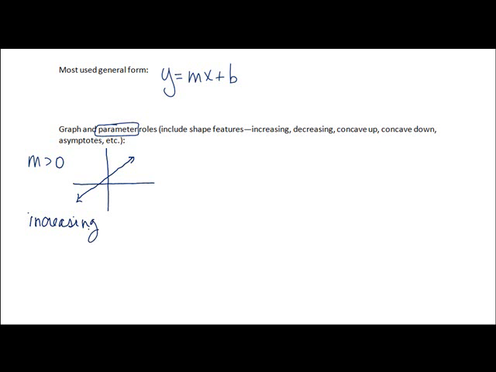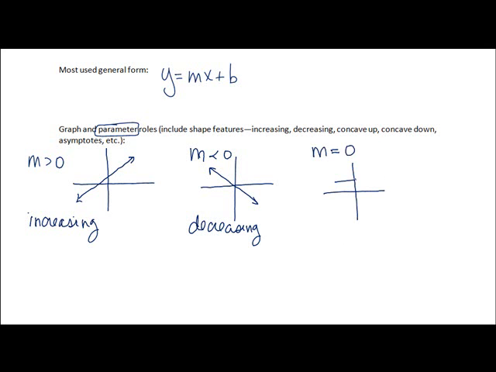You can have a slope that's negative, and if that's the case, then you know your line is decreasing. And the other option is that your slope could be equal to 0. If that's the case, you know you've got a horizontal line, which makes the function constant.